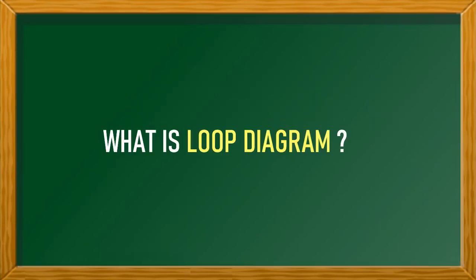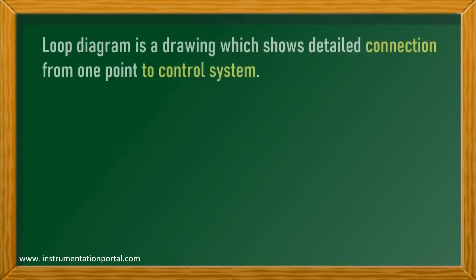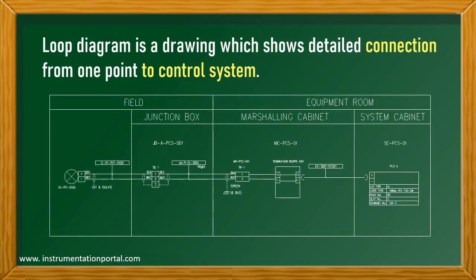What is a loop drawing, also named loop diagram? A loop diagram is a drawing which shows detailed connection from one point to the control system.